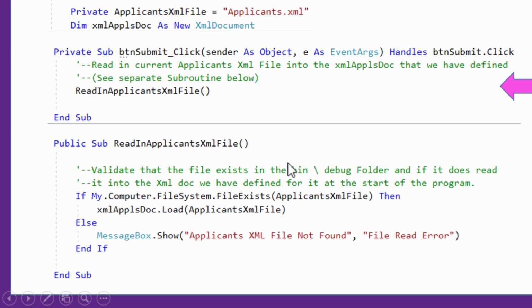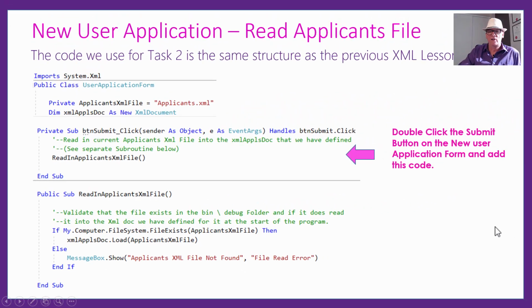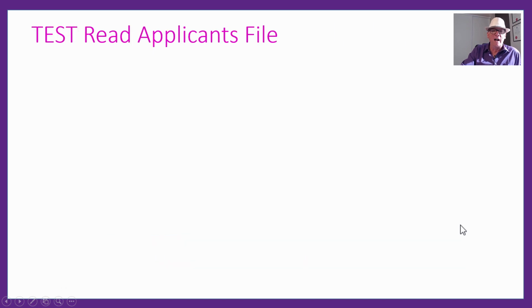So the code for that's just like the last lesson. Check that the file actually exists, make sure it's there. If it's there, okay, just load it up from the external file into the doc that we've made in memory. And if it's not found, send them out an error message that something's wrong. So you need to double click the submit button to get into this event, add that code there, and just write a separate subroutine that's going to read in the applicant's file.